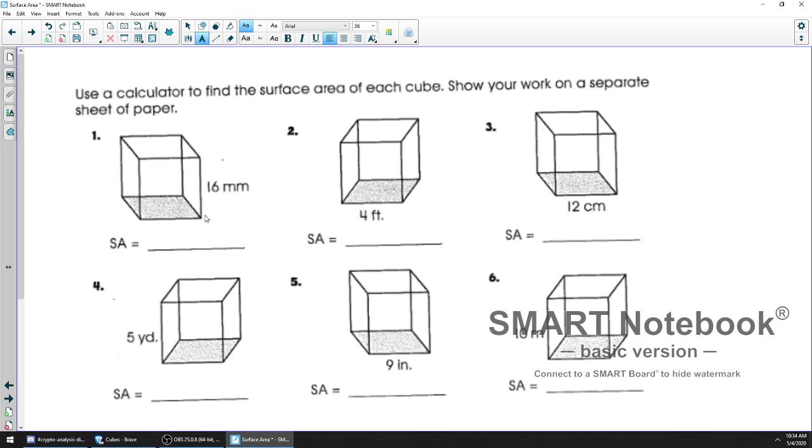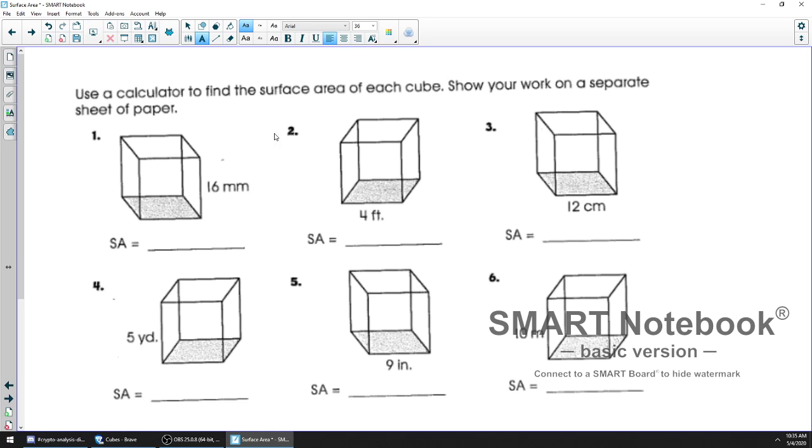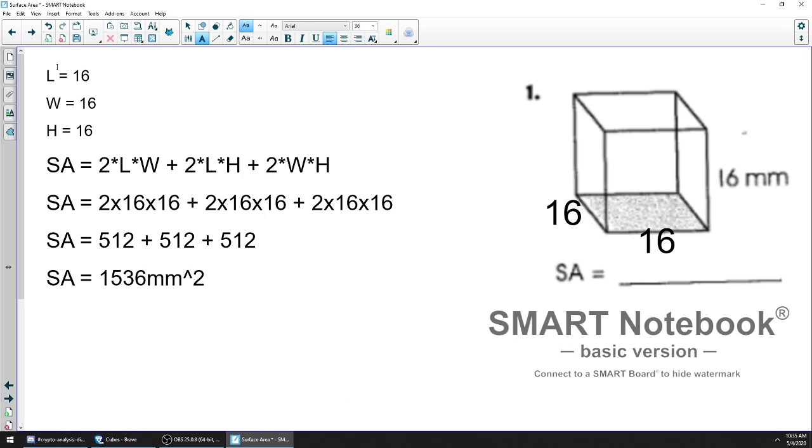So remember, I just did the first one with you. Surface area cube, all the sides are the same. So this should be 4, 4, 4, 12, 12, 12, 5, 5, 5, and so forth. You should write the sides down, write the equation, replace the variables with the numbers, and then do the math. And you will get your answer.